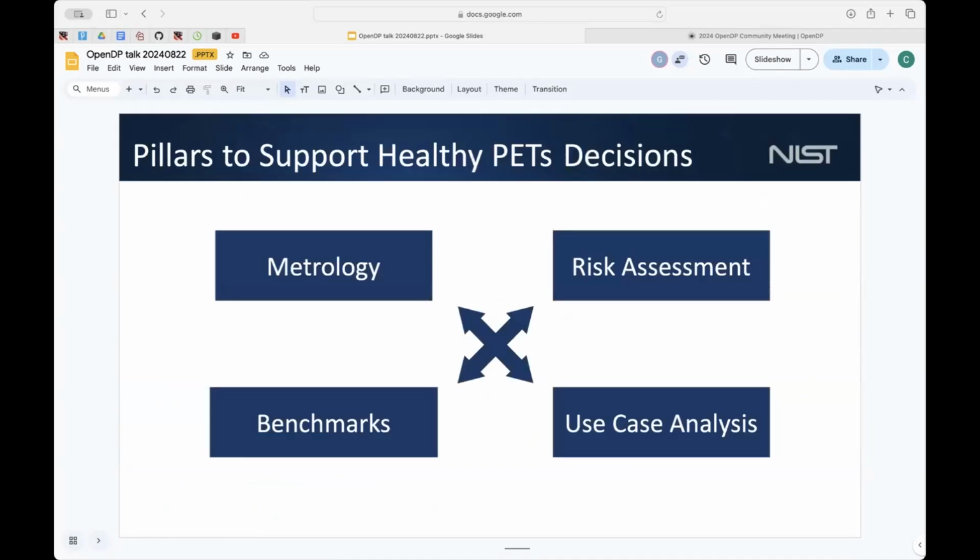All right, next slide. So we have four pillars that I envision as supporting any sort of PETs decision. Any privacy enhancing technology decisions that organizations are making are going to have at least four major components that they're going to have to consider. We're going to have to consider the trade-offs between metrology, the risk assessment, benchmarks, and the use case analysis. I'm going to give a brief example of how we're supporting the development of these four different areas and domains on the next slide.